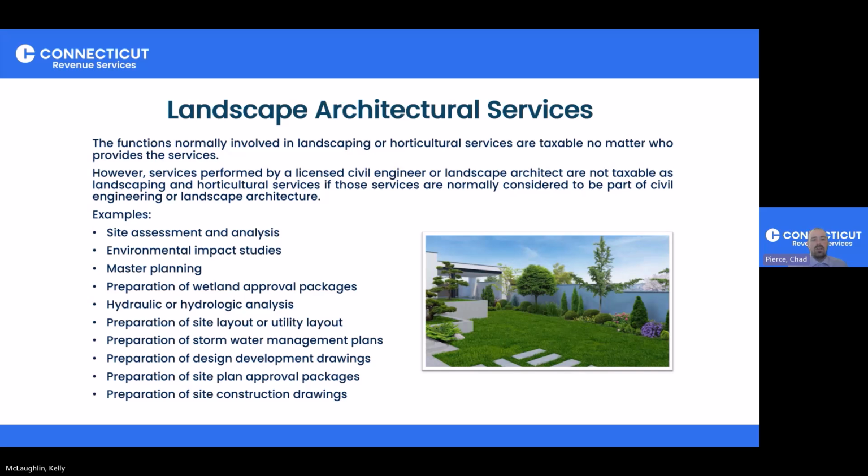So like I stated above, usually no matter if it's going to be a landscape or horticultural service, it's going to be taxable. But in this case, it won't be. So if it's by a licensed civil engineer or a landscape architect, it's not going to be taxable as landscaping. One thing to note is basically every example that I read below, these are all jobs that are being done before the actual landscaping is being done. It's kind of like in the pre-stage of the landscaping job. Those are all going to be architectural services that are not going to be taxable.